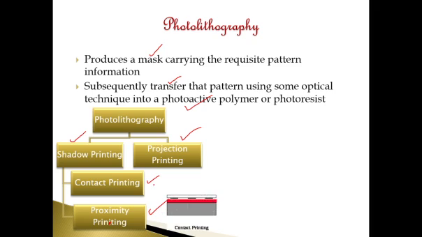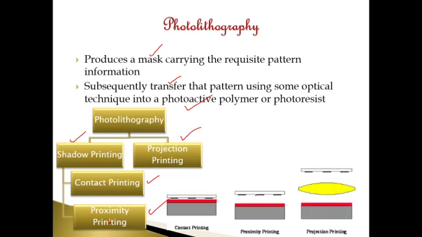As the name indicates, in contact printing, the mask is kept in contact with the photoresist. That is, there is zero spacing between the mask and the photoresist. While in the case of proximity printing, proximity means closer. The mask is only closer to the photoresist layer, it is not kept in contact. While in the case of projection printing, the pattern or the mask is projected onto the photoresist layer using an optical system or a lens.